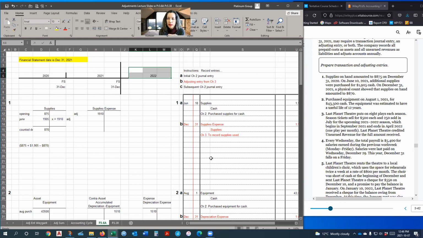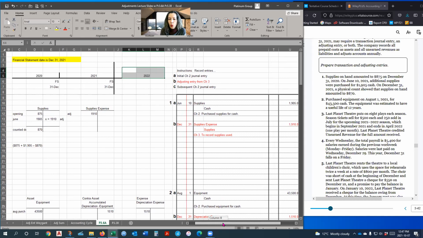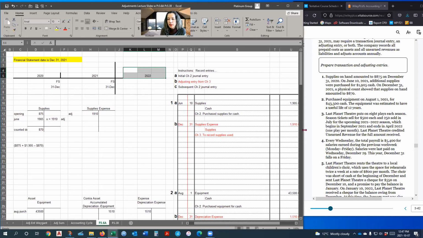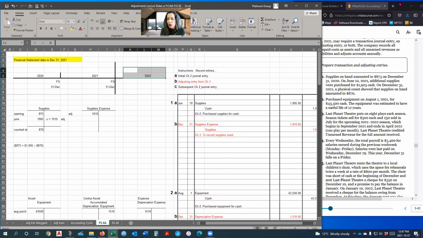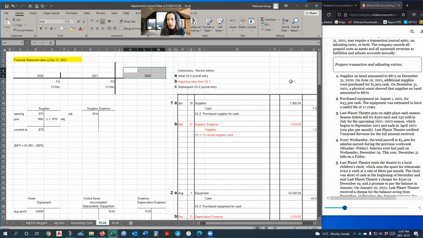So number 1, what we have is some supplies, and it says they amounted to $875. So we carried that forward from the previous year. Then during the year, they bought more, $1,900 more. And then at the end of the year, they counted them to see what was left over. So first, we need to record the purchase of the supplies.